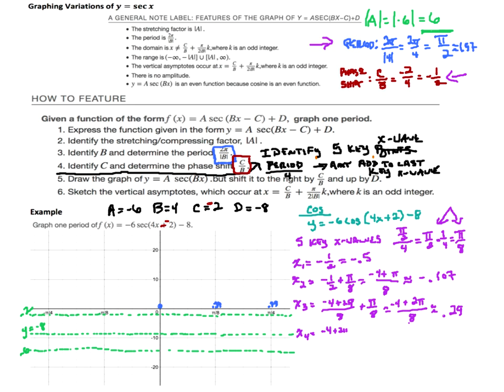My fourth key point, when I add negative 4 plus 2 pi over 8 to pi over 8, I get negative 4 plus 3 pi over 8. And that is approximately 0.68. And then finally, x sub 5, I have negative 4 plus 3 pi over 8 plus pi over 8, which gives me negative 4 plus 4 pi over 8, which is approximately 1.07.